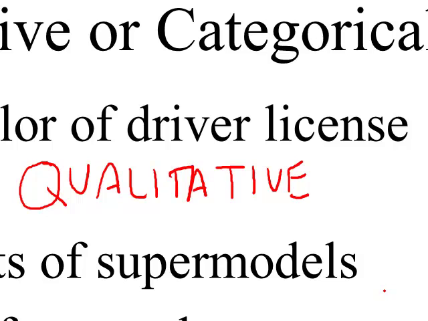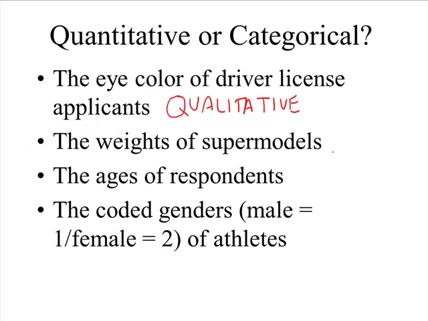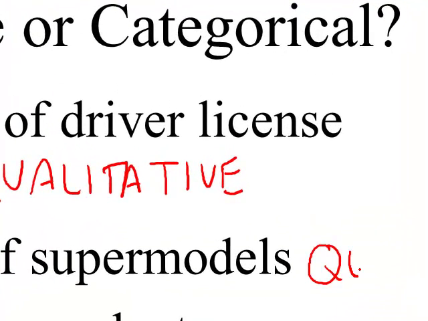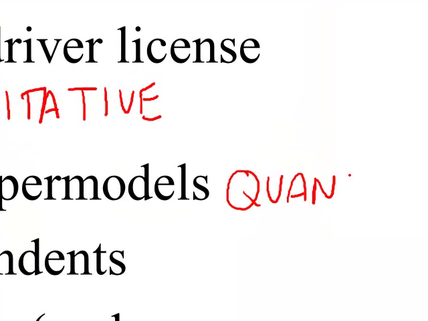Second, weights of supermodels. So you have 98, 95, 102. Okay, I'm assuming they're all underweight. That might be a little bit unfair. But the weights of supermodels, it's not just that there are numbers there, it's that they're asking how much does this person weigh? How much weight? How many pounds? So this is quantitative data. It's how much, how many.